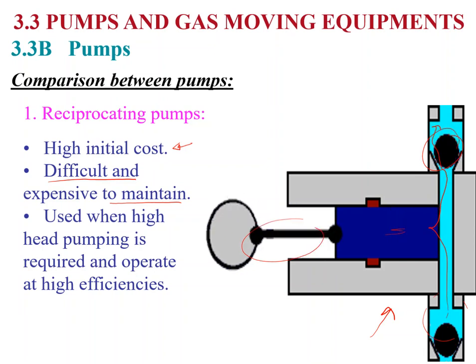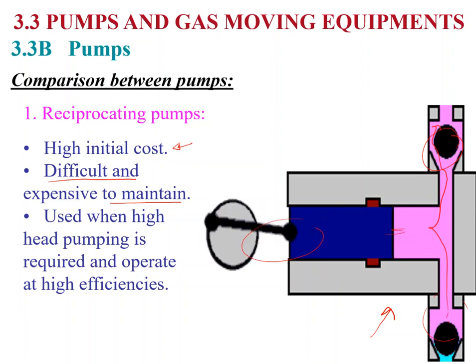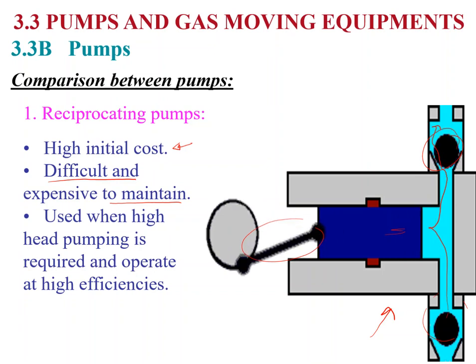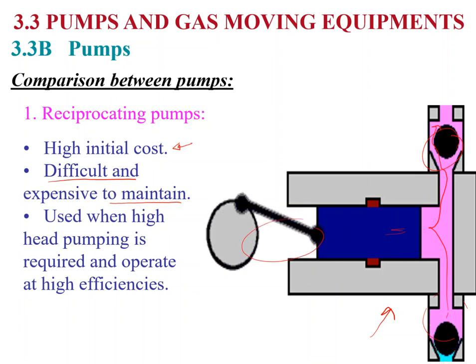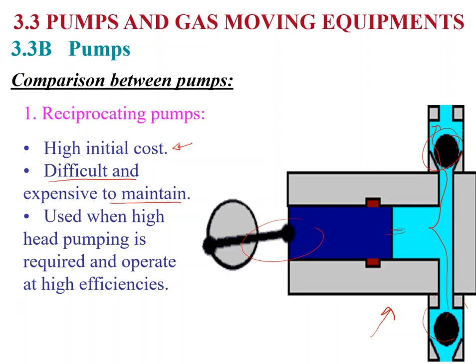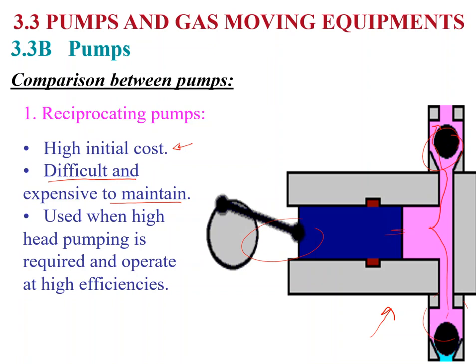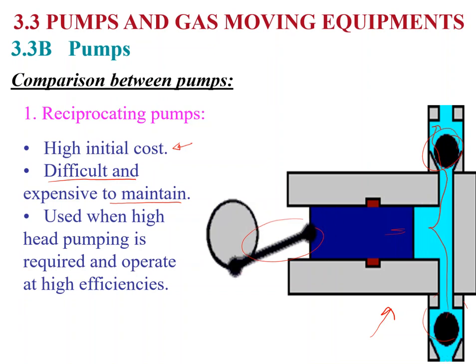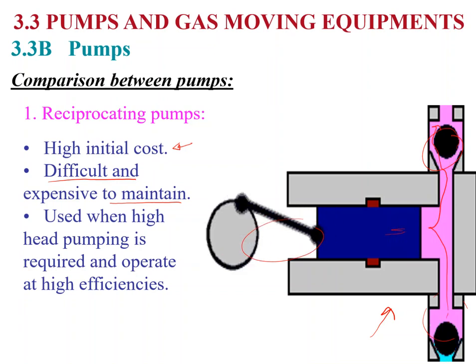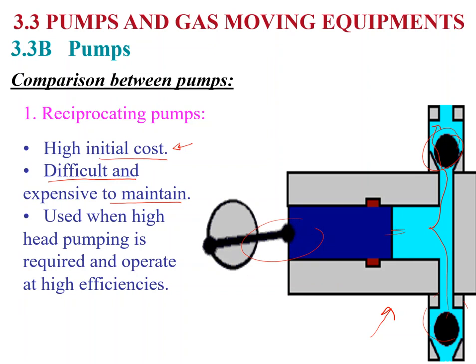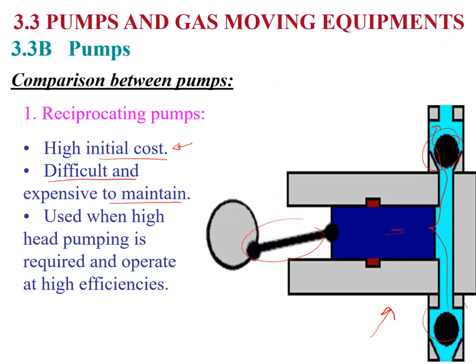And usually it is used when high head pumping is required and operates at high efficiency. So at high efficiencies, at high pumping heads, we'll use this one as, let us say, preferable. And also it is more expensive, high initial cost, and difficult to maintain.